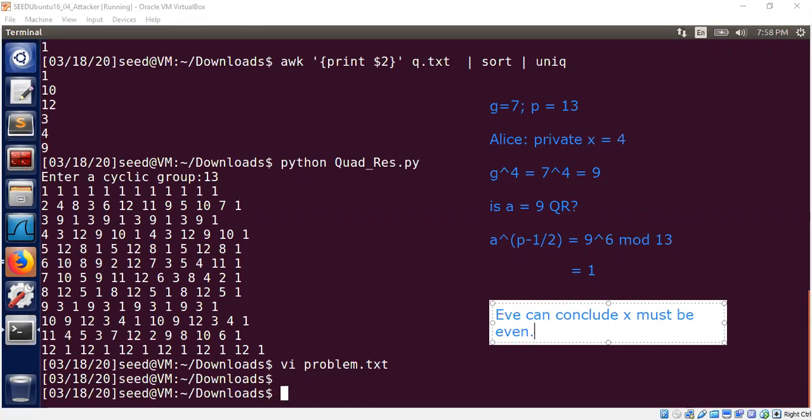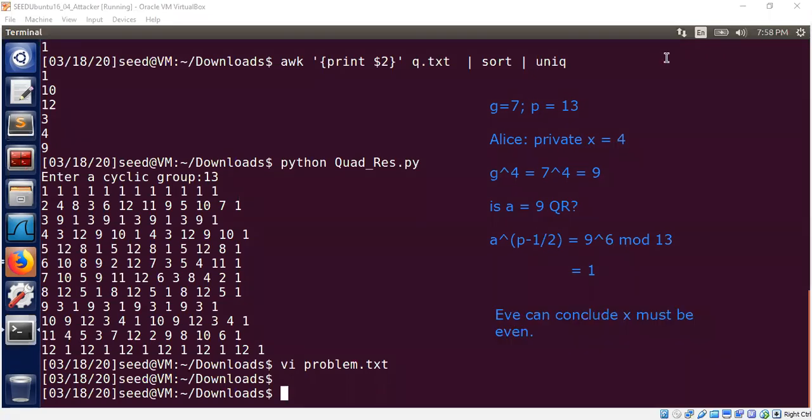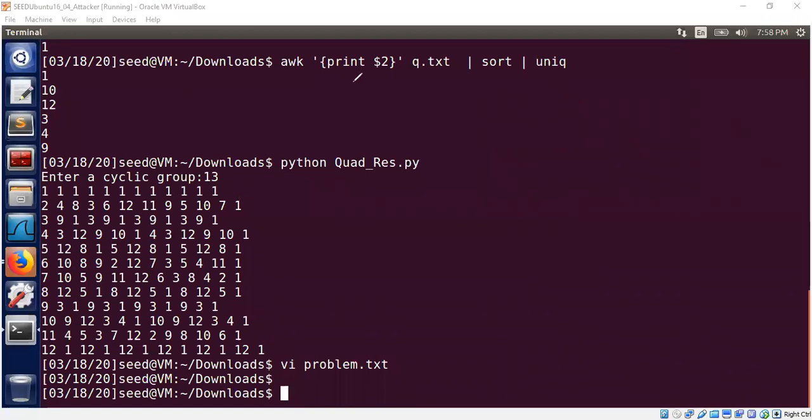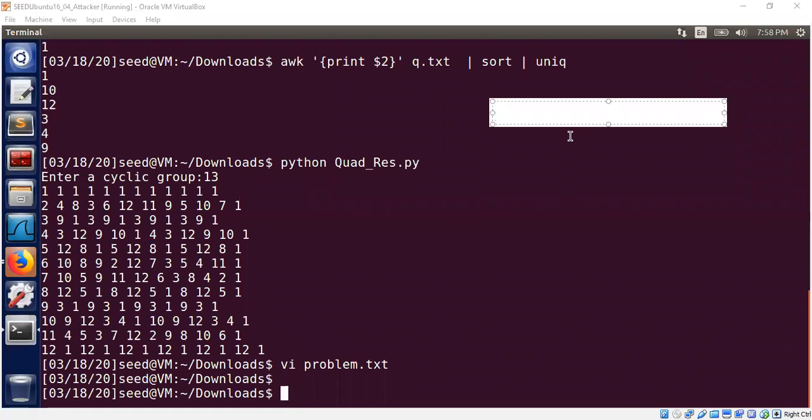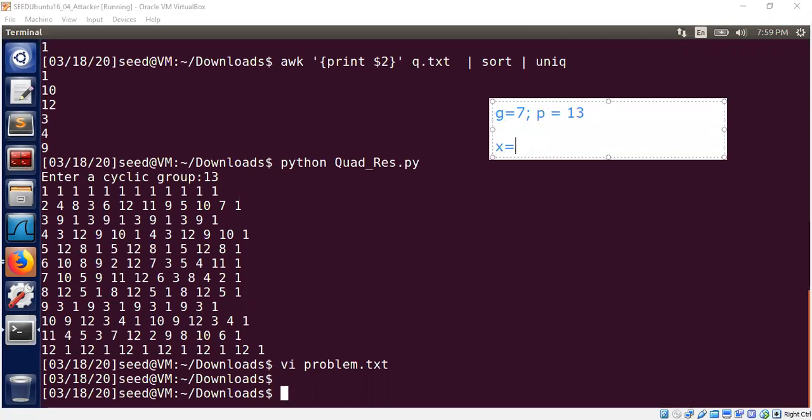Let's do the next round now. In the next round, let's pick another number. Let's say Alice picked the number to be say 5. So G is still 7, P is still 13. We are still in the same group. Let's say her private X is 5, which is odd.